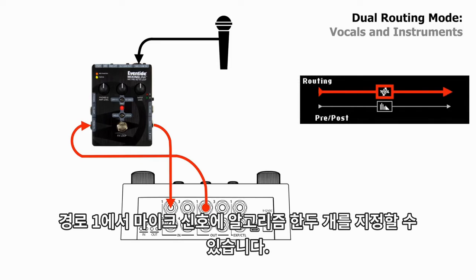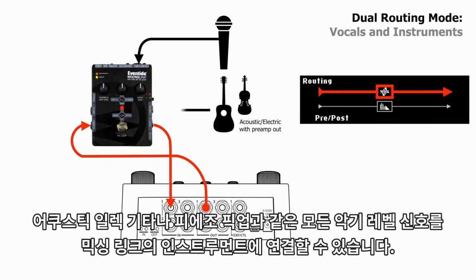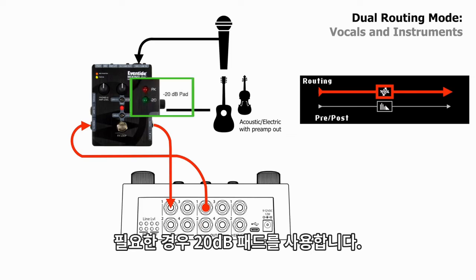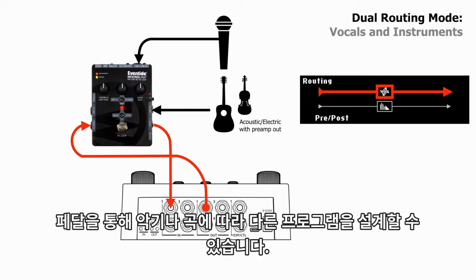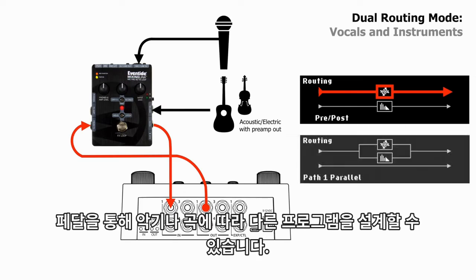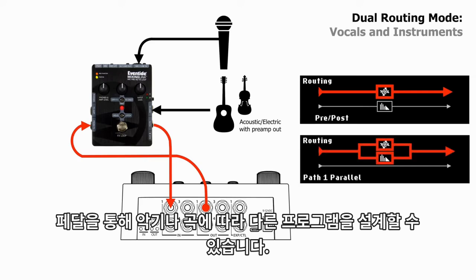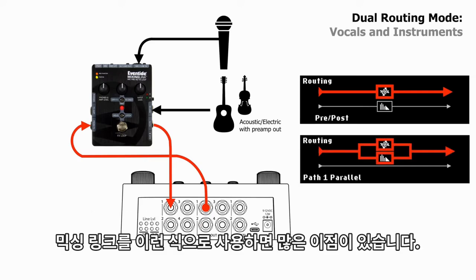If we prefer, we can connect any instrument level signal, like an acoustic electric guitar or piezo pickups, to the instrument in of the Mixing Link. Use the 20 dB pad if necessary. Then, we can send that signal to the same loop connected to the H90. On the pedal, we can design different programs for different instruments or songs. There are many benefits to using the Mixing Link in this manner.